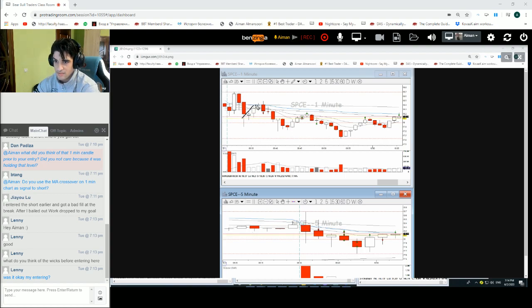It's trying one more time to go up. Reverse hammer, couldn't even make it above VWAP or close above VWAP. New 1-minute low, a little bit late entry right here. I'm not sure if you tried to get it earlier. If you tried to get it earlier but you got a bad fill, not your fault, that happens.